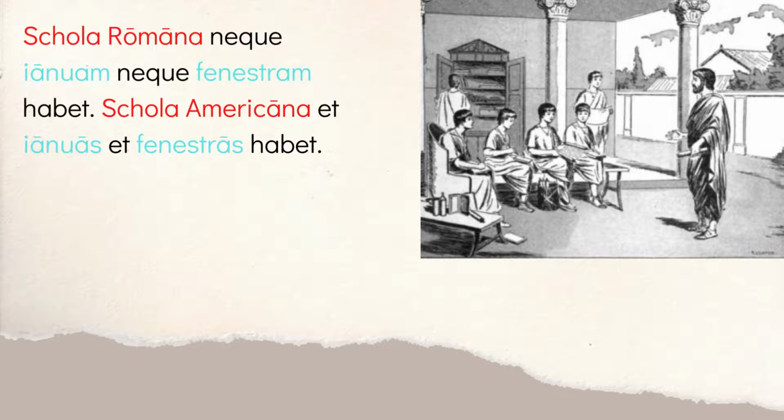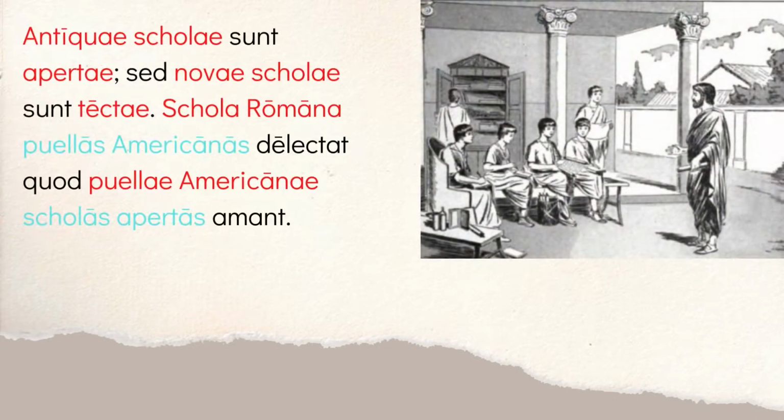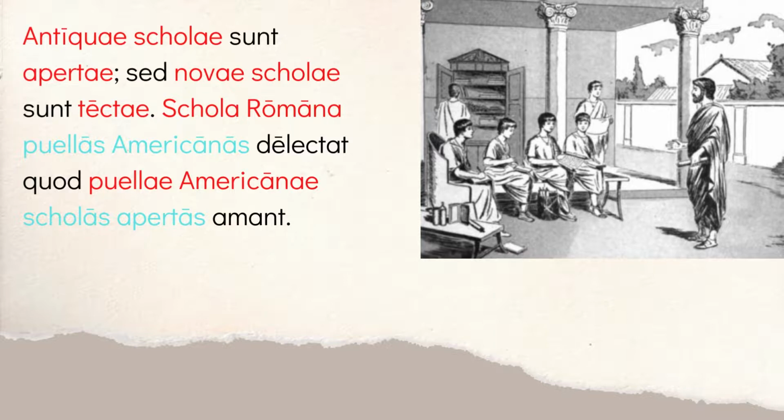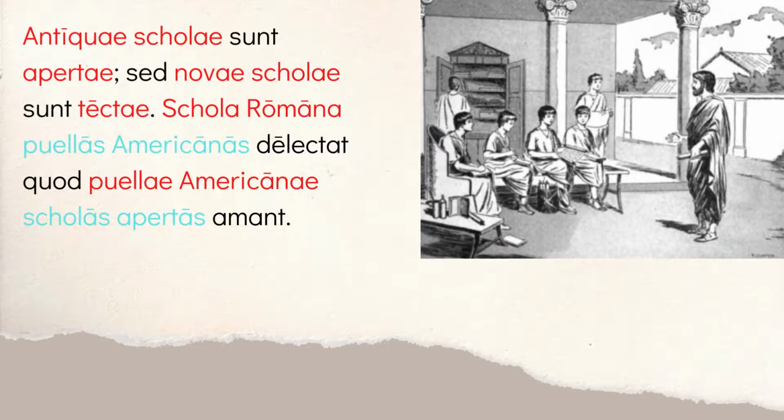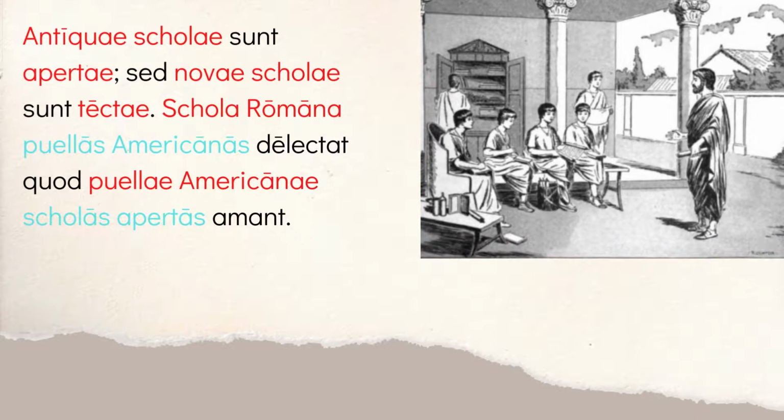So the American school has both doors and windows, which is true. Now we go to the last part. You have antiquae scholae sunt apertae. So ancient schools, right? Again, it's plural because of the ae ending on antiquae and scholae. Ancient schools are, and notice how instead of est, it is, we have sunt, which means are, right? They are. It ends in the nt. That's why it's plural. So ancient schools are apertae, they're open.